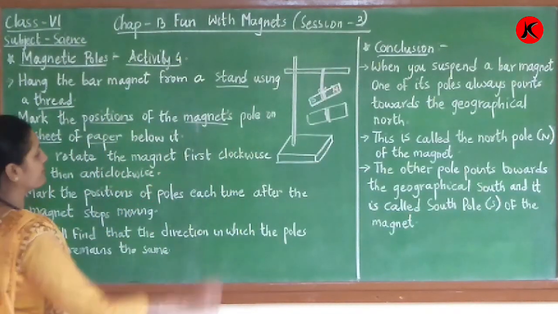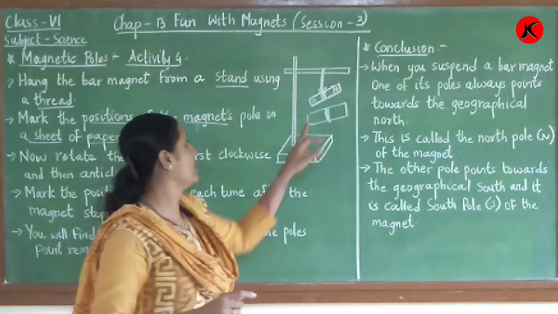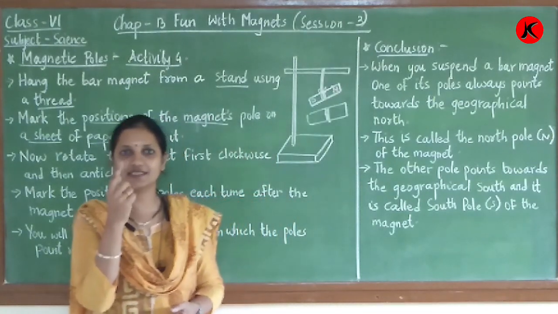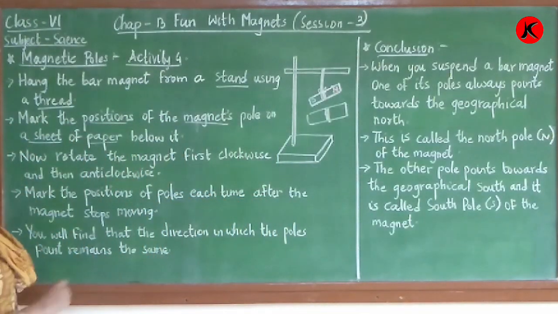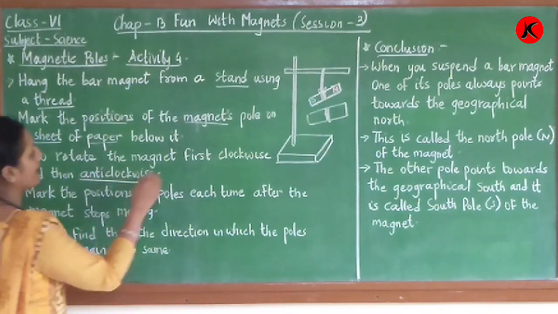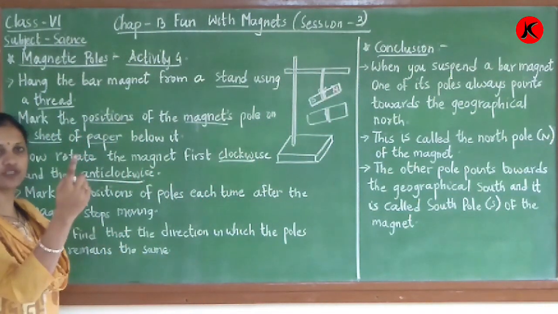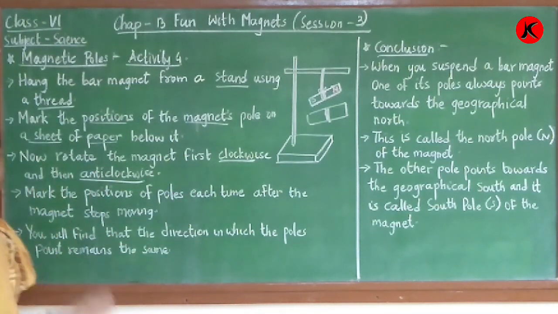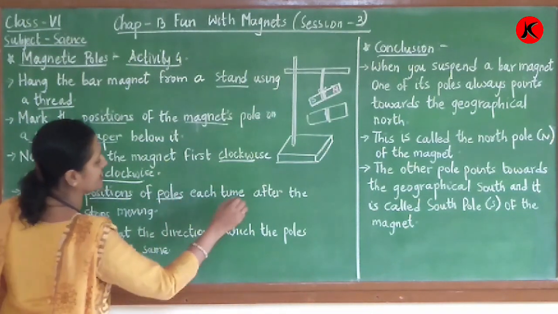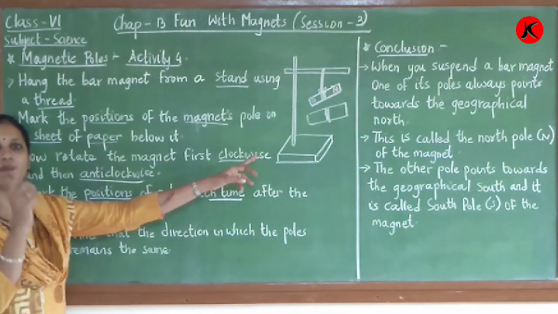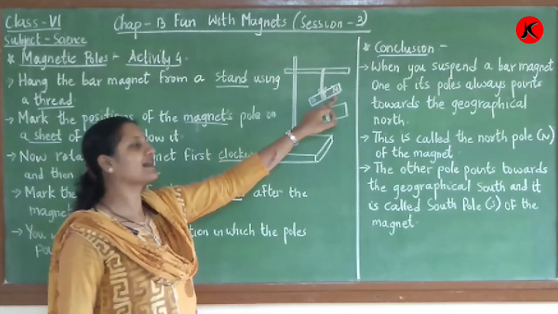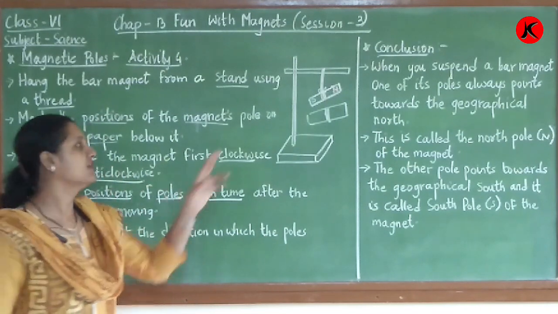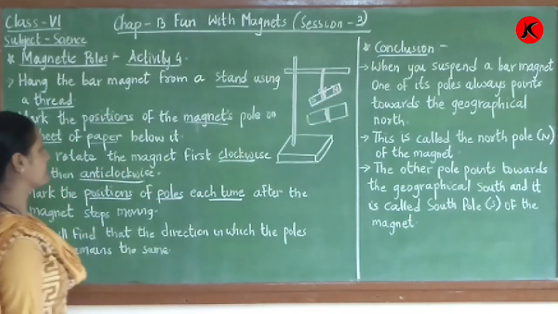Now rotate the magnet, first clockwise. That means you have to rotate this magnet, which is hanging freely on the thread, clockwise and anti-clockwise. You have to show both, that is, rotate it in a circular motion and in the reverse direction. Mark the positions of the poles each time. Whenever you move the magnet clockwise, you should mark the position. Whenever you move the magnet anti-clockwise, you have to mark the position.